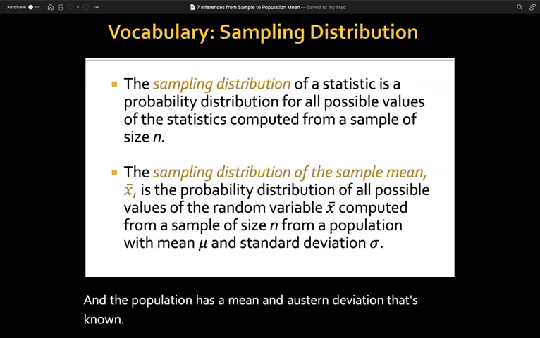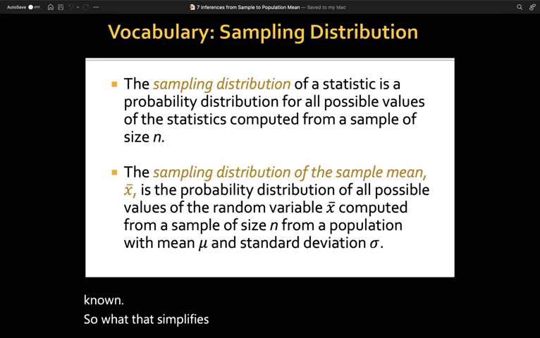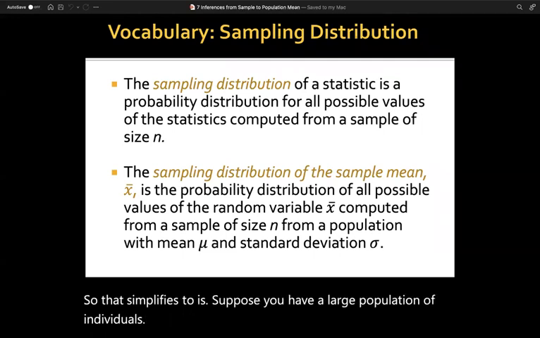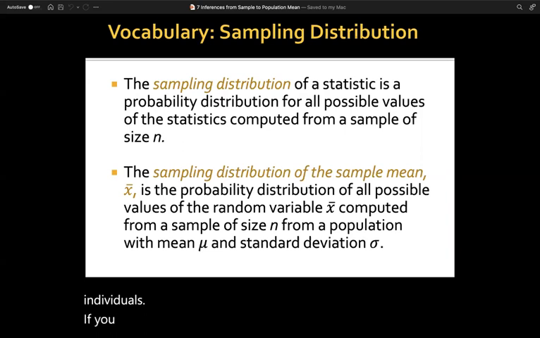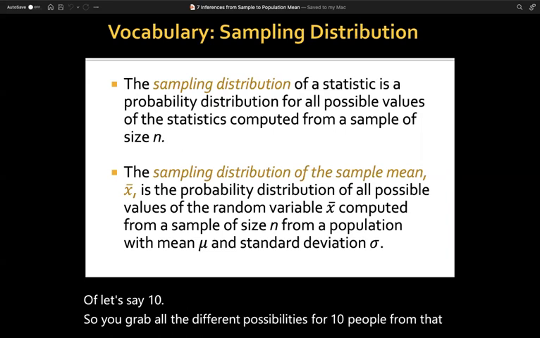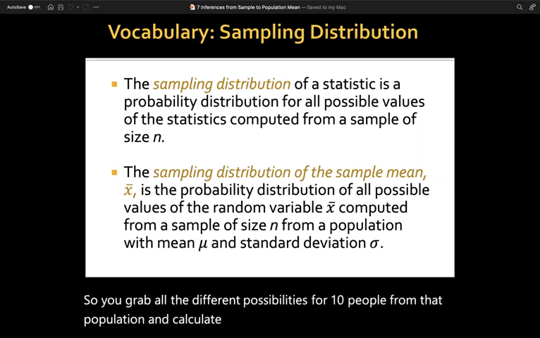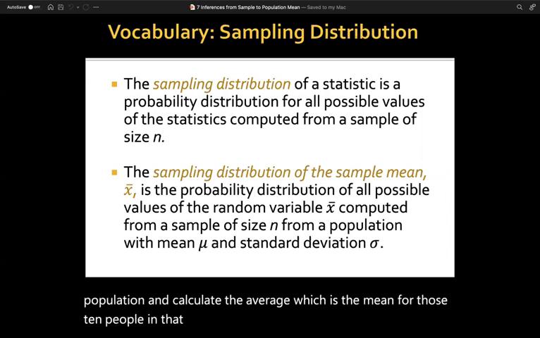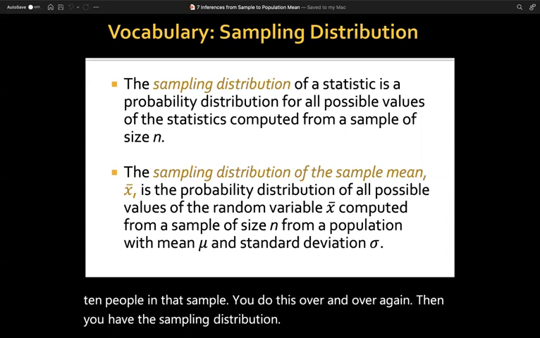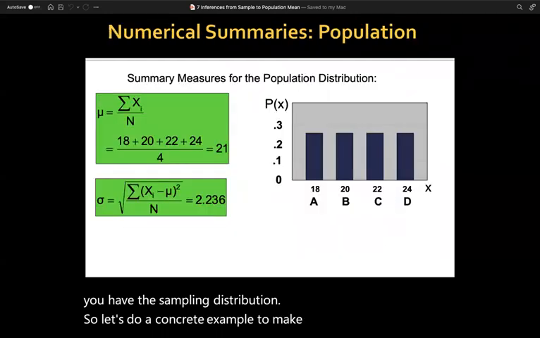So what that simplifies to is, suppose you have a large population of individuals. Well, if you select all of the possible samples of size, let's say, 10, so you grab all the different possibilities for 10 people from that population and calculate the average, which is the mean, for those 10 people in that sample, you do this over and over again, then you have the sampling distribution. So let's do a concrete example to make it a little clearer.